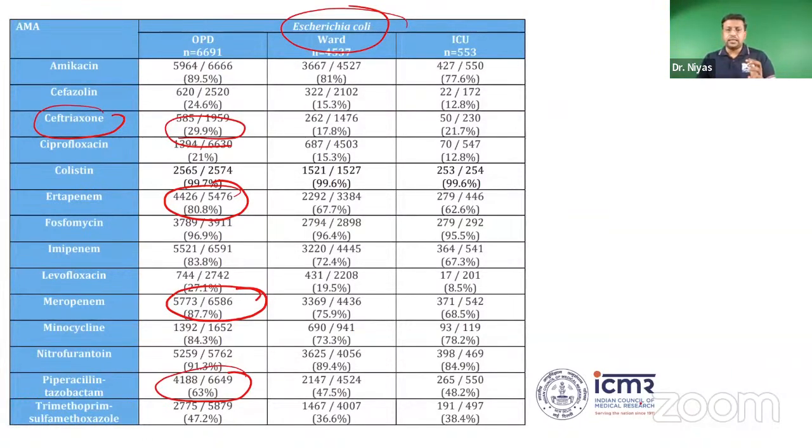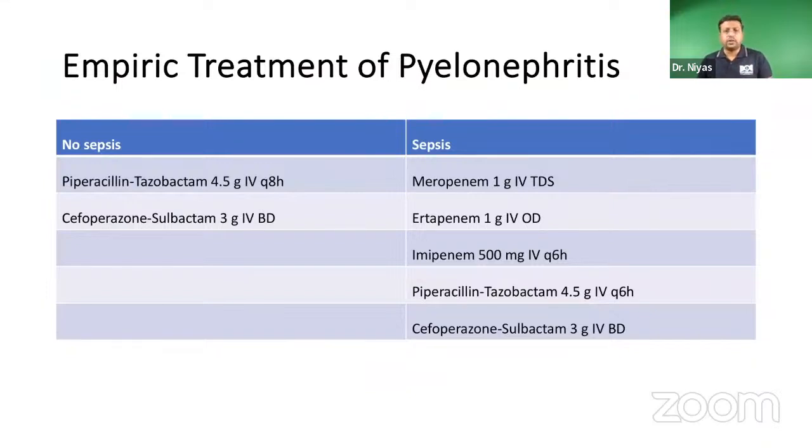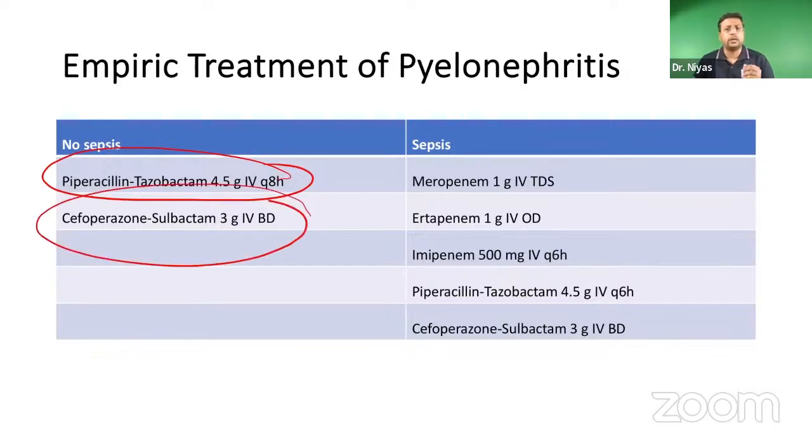So as an empirical agent of choice, if the patient is not in sepsis in Indian setting, you can give piperacillin tazobactam or cefoperazone sulbactam as the initial treatment. If the patient is in sepsis, you may choose a carbapenem: meropenem, ertapenem, or imipenem can be given as the first-line agent. Again, if the organism is susceptible, even piperacillin tazobactam or cefoperazone sulbactam can be chosen. But if the patient is in sepsis, particularly hypotension, and particularly if the patient has bacteremia, that is, you isolate the organism in the blood, carbapenem may be preferred.